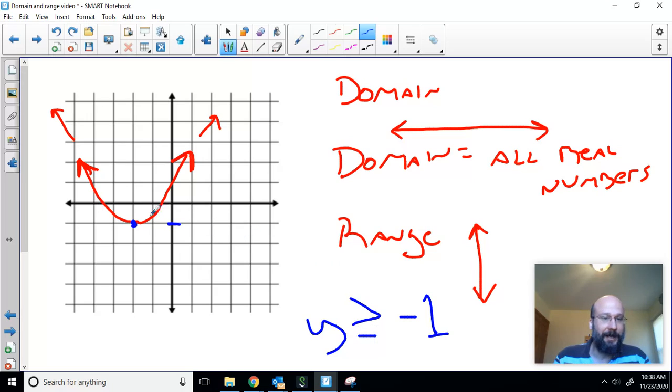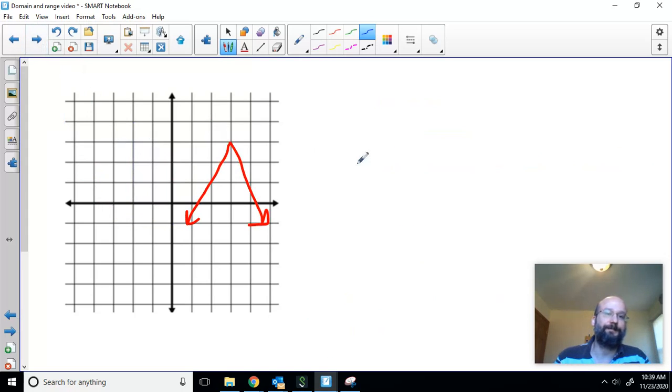Again, just look at the graph and see. Your choices are either it's going to be higher or it's going to be lower. There is nothing lower. There is no arrow pointing down. The arrow is pointing up. So it's got to be -1 and everything higher than -1. So your range is going to be y is greater than or equal to -1 with a domain of all real numbers.